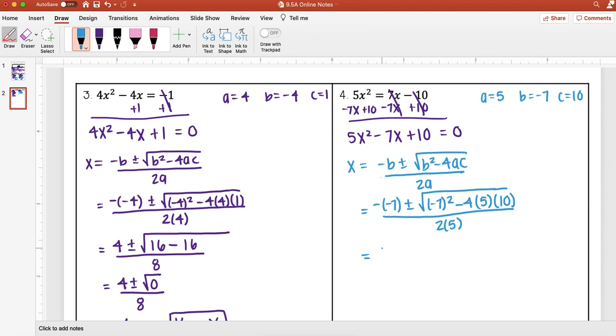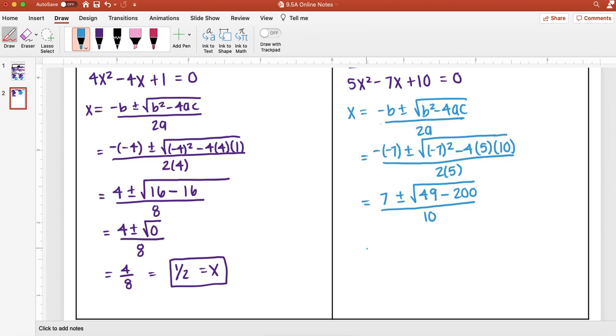So I have negative 7, which ends up being a positive 7. Negative 7 squared, that's the same thing as negative 7 times negative 7, which is a positive 49. Minus 4 times 5 is 20. 20 times 10 is 200. All over 2 times 5, which is 10. So I have 7 plus or minus 49 minus 200 ends up being negative 151, over 10.